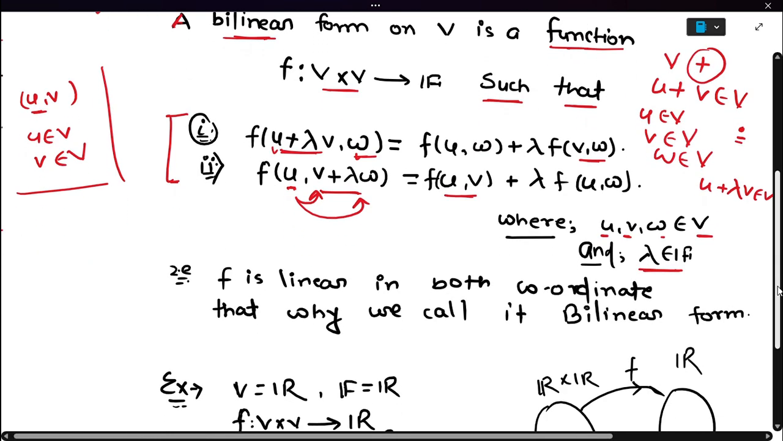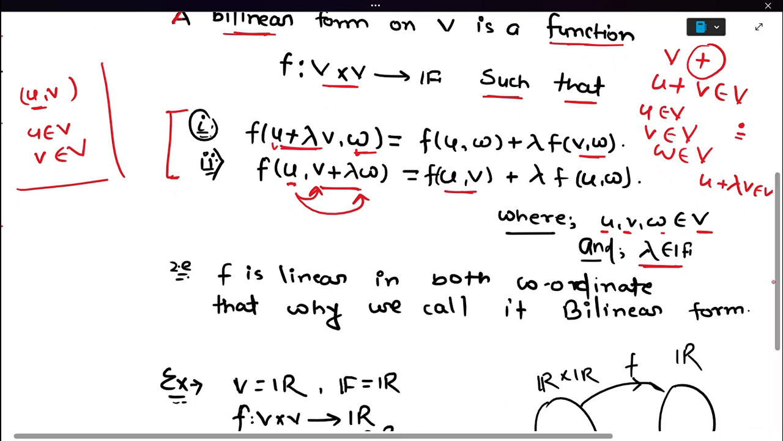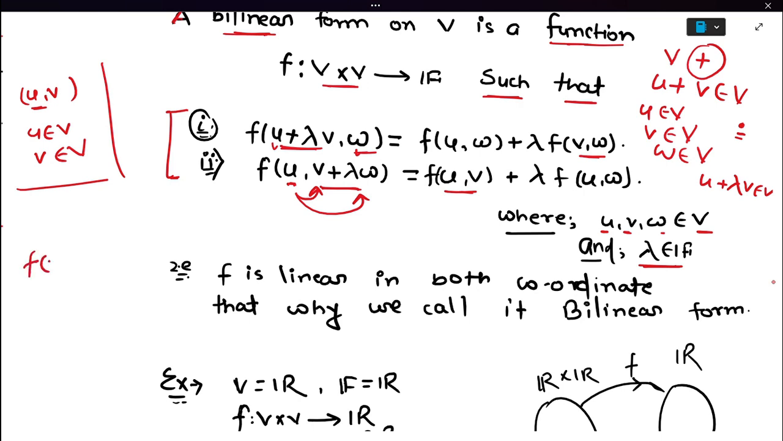Now since it is linear in both coordinates, f is linear in both coordinates. Here, what is a linear map? Linear means f(x + y) equals f(x) + f(y). This means we have only one coordinate in a linear map. We have learned this in my previous lecture, you can visit there. And here we have two coordinates, first coordinate and second coordinate, and f is linear in both coordinates. That's why we call it a bilinear form.